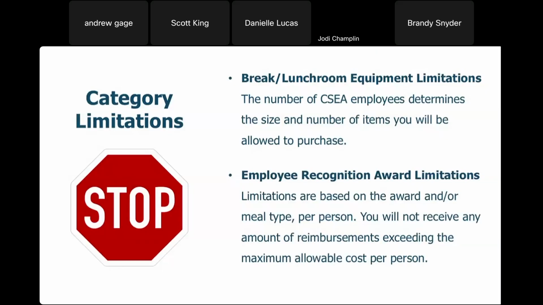Microwaves are limited to a 2.0 cubic foot, 1 per 30 employees. Refrigerators have size restrictions based on the number of CSEA employees who will be using it. There are monetary limits on award types and meal types. For example, $8 for breakfast, $15 for lunch, and $30 for dinner. It is important to review the guidelines and limitations before you begin filling out the application. Make sure that your project or planned purchases work within these limitations.